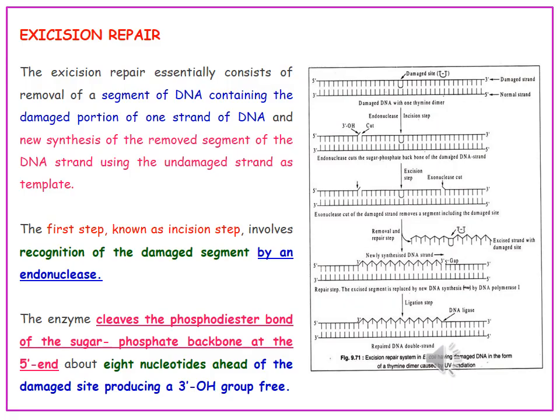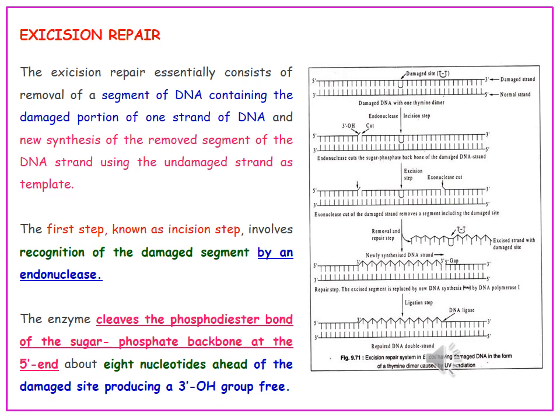The second repair mechanism is excision repair. Excision repair essentially consists of removal of a segment of DNA containing the damaged portion of one strand of DNA, and new synthesis of the removed segment of the DNA strand using the undamaged strand as template.